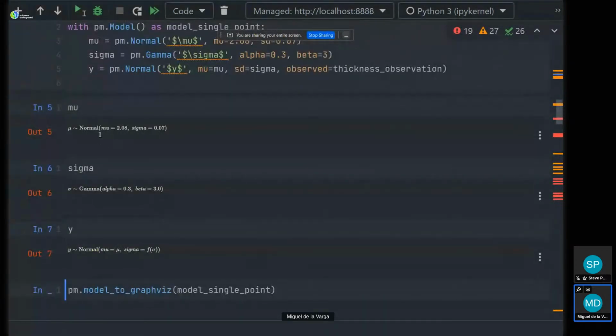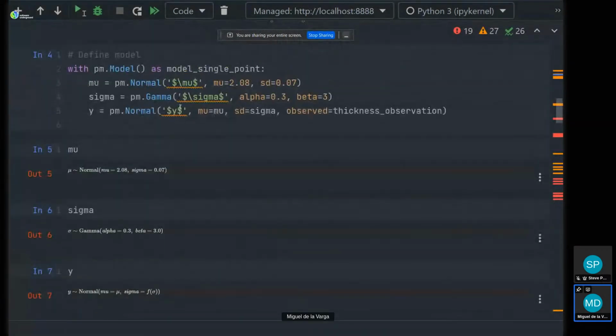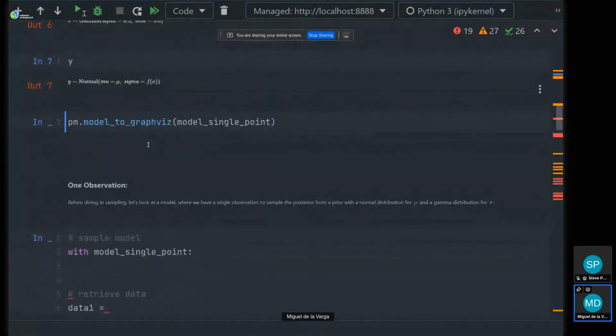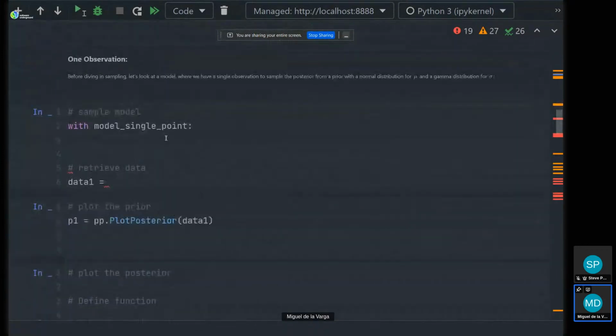I'm not sure what I was saying, sorry. So I will just keep going. So this is the model that we have defined. And now, as I mentioned before, the next step is sampling the model.